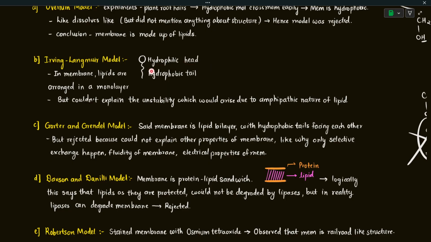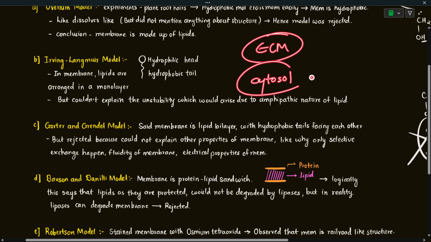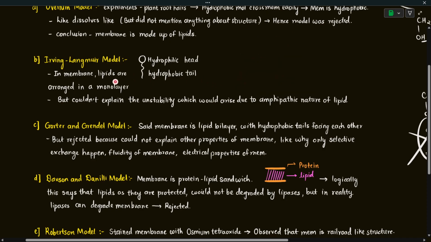Okay, so the Irving Langmuir model said that they are arranged in a monolayer. So this means that this is how the lipid structure will look. So this is how they are arranged in a monolayer, and that's what the plasma membrane looks like. But this model has a fundamental problem in explaining the stability of the plasma membrane, because the extracellular matrix as well as the cytosol, both of them are hydrophilic, right? So this could not explain the stability of the plasma membrane, because cells are stable.